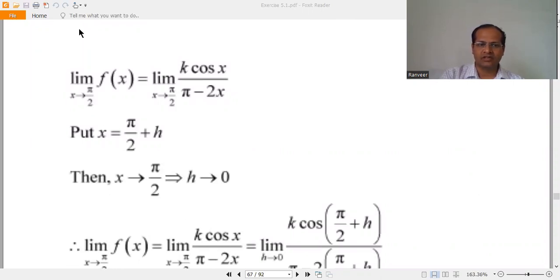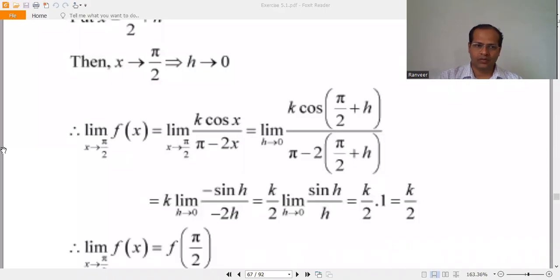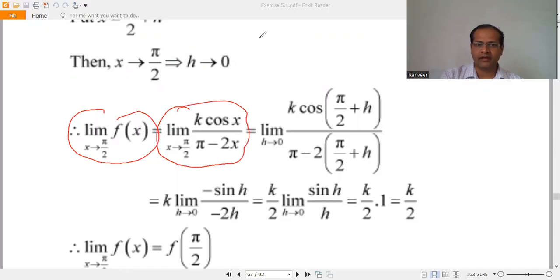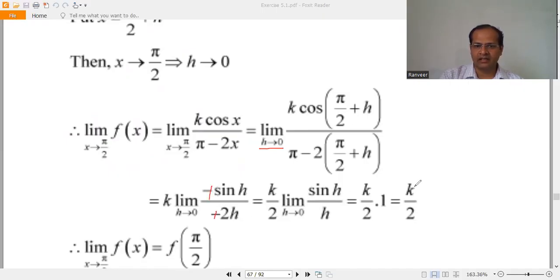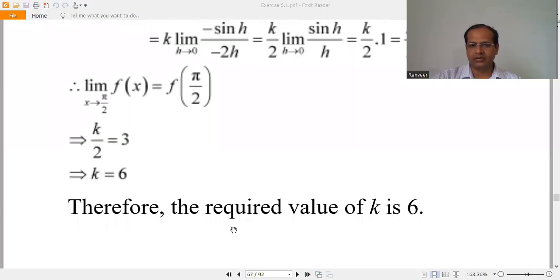In this case, we substitute x equal to pi by 2 plus h. As x tends to pi by 2, h tends to 0. This is a very, very important step that we have to follow to solve this problem. So the limit as x tends to pi by 2 of f(x) is the limit as h tends to 0 of k cos(pi by 2 plus h) by (pi minus 2)... after solving, this cancels and the value comes out to k by 2. k by 2 is equal to f of pi by 2, which is given as 3, so k equals 6.